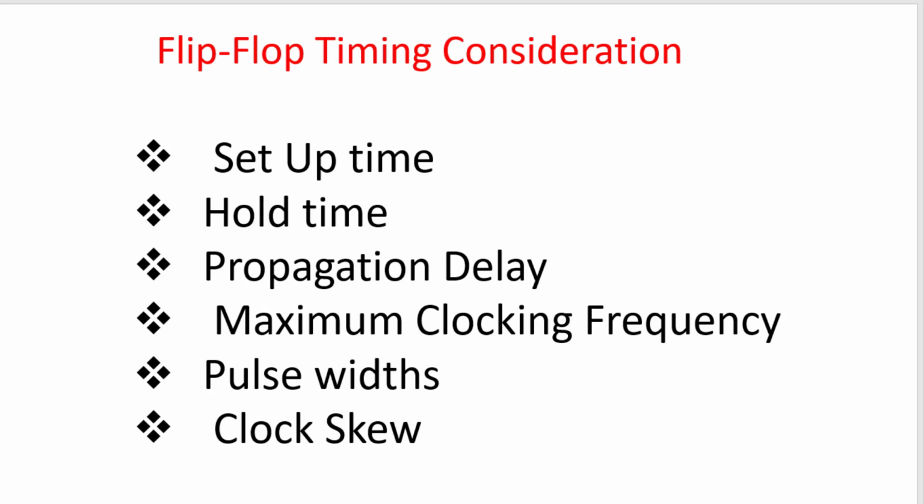So these are the important parameters or timing parameters one should consider in designing a digital circuit. The first one is the setup time, then hold time. There are propagation delays for the clock as well as our input. Then what is the clock frequency you are supposed to use, what should be the pulse width, and what is the clock skew. We'll discuss one by one what it is and what is the role of these parameters in designing the circuit based on flip-flops.